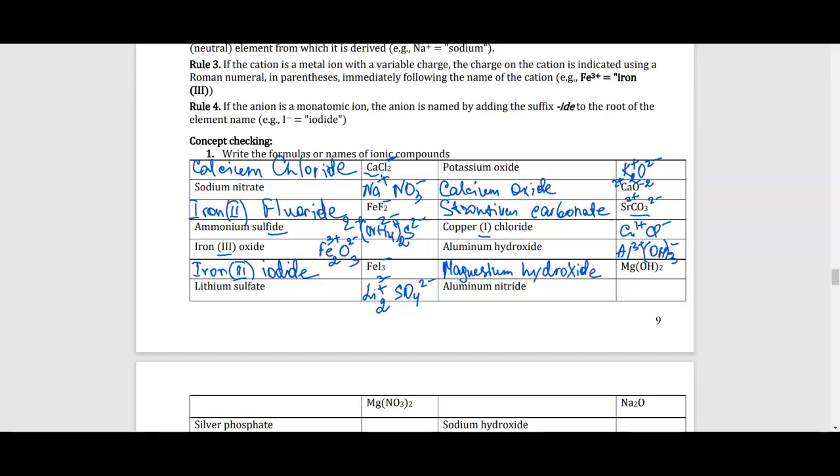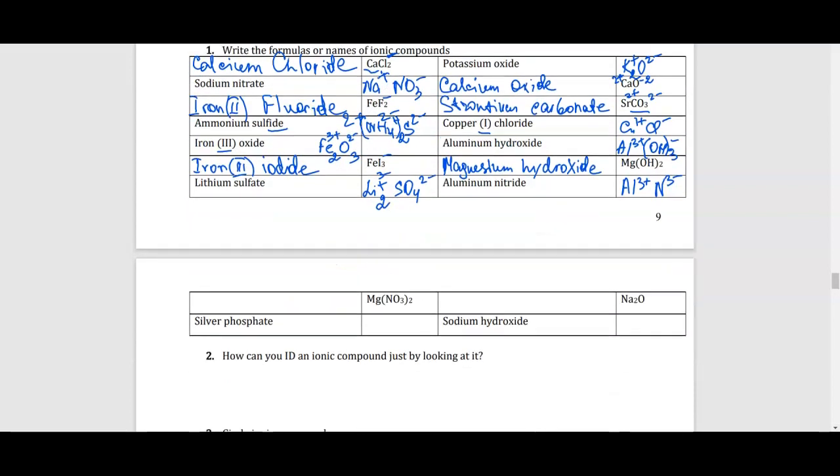And the next one, aluminum nitride. Aluminum, 3 positive, always the same, and nitride means N, 3 negative charge, because it's group number 5A. Charges are equal to each other, no subscript needed here.